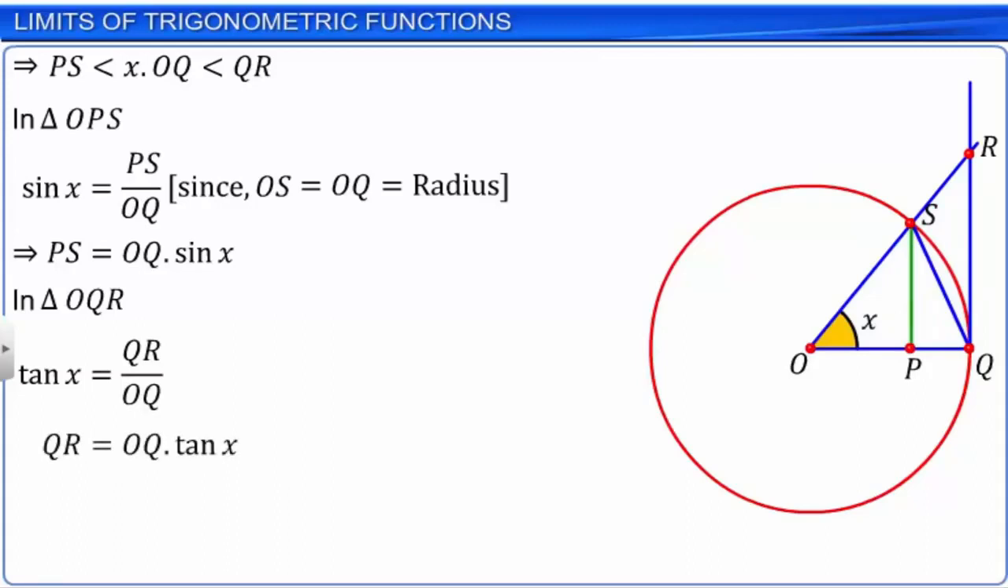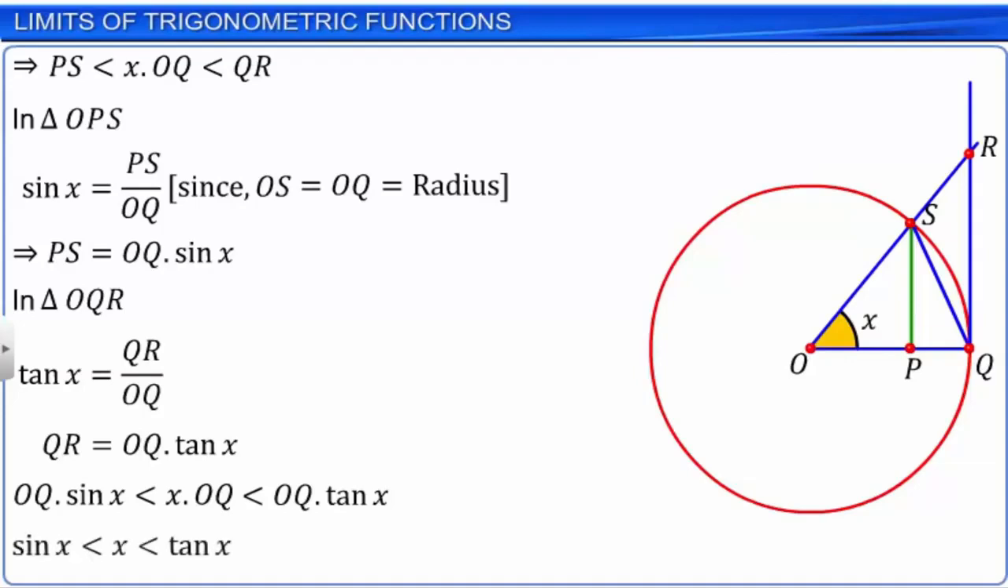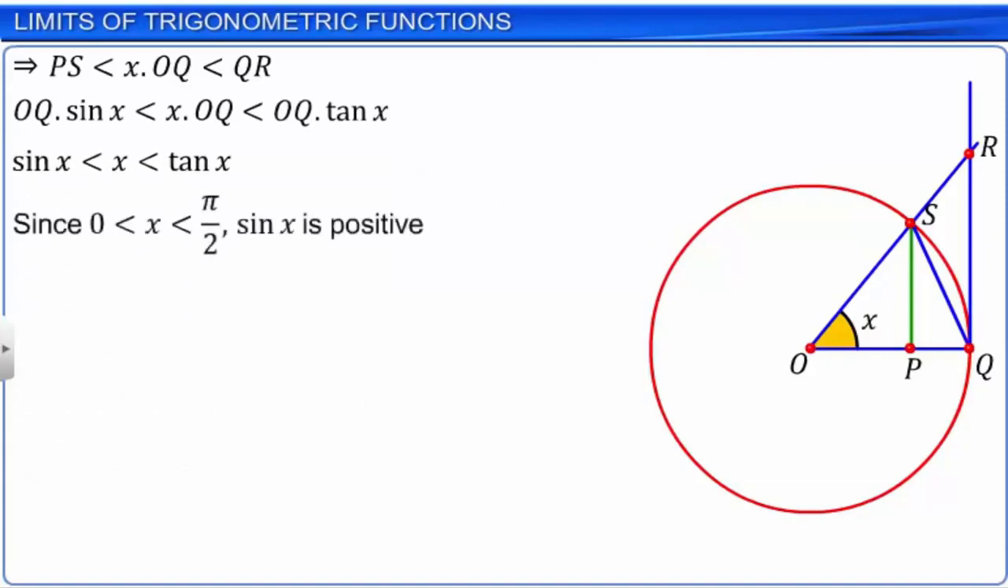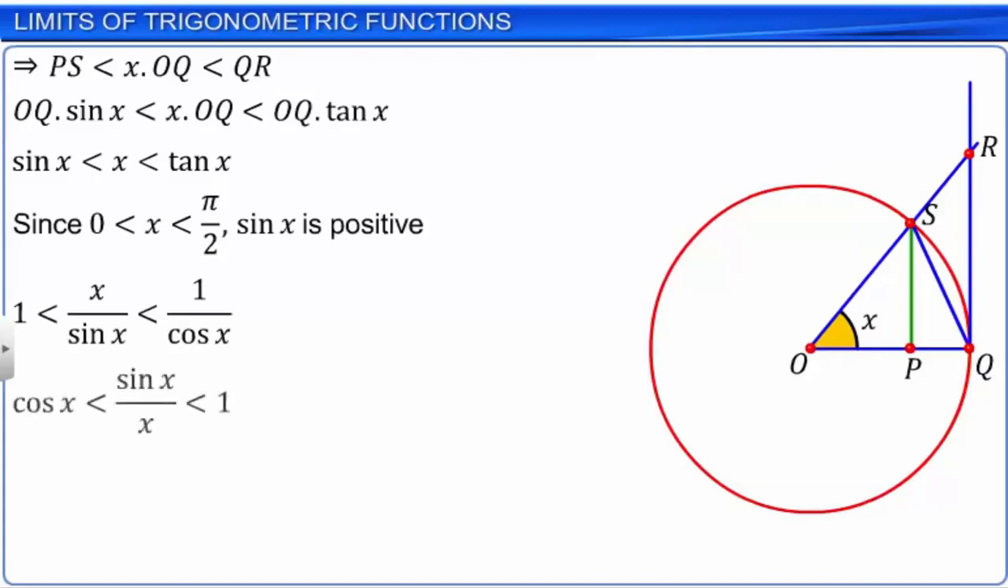We will substitute these two inputs in the relation. Since OQ is positive, the relation can be represented as shown. Since x lies between 0 and pi divided by 2, sin x is positive. Dividing throughout by sin x, we get the expression as shown. Taking reciprocals, we arrive at the expression shown. Here, we can see that the function sin x divided by x is sandwiched between cos x and 1.